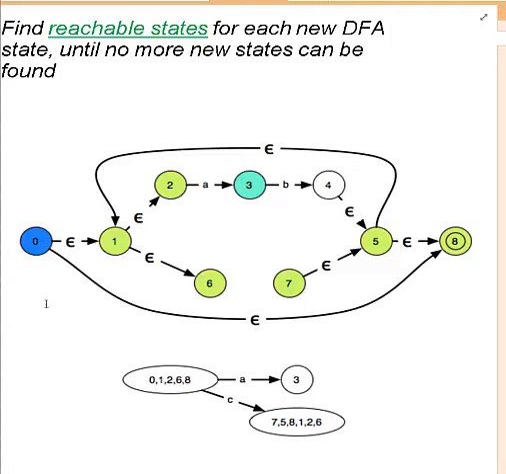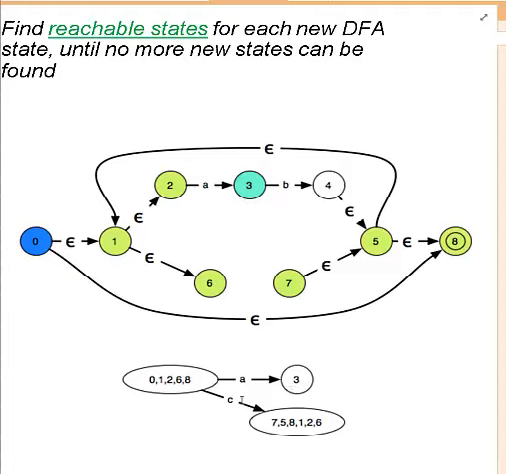So this whole set, 0, 1, 2, 6 and 8, becomes a single state. That's our start state. Then on A, from this 2 in the NFA, if you take an input A, you go to 3. Here, because this whole set is one state, if you take A from there, you can go to 3. Does it make sense what I'm saying?